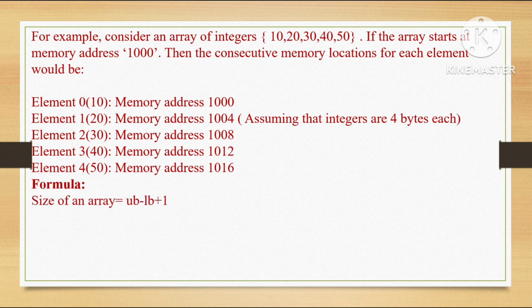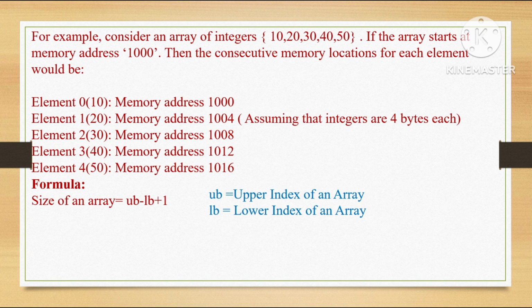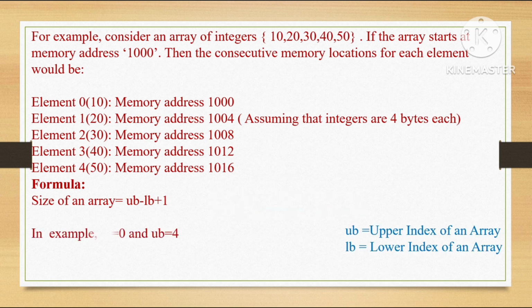We can also find the size of an array using index numbers of elements. The formula for size of an array is UB minus LB plus 1. Here UB means upper index of an array and LB means lower index of an array. In our example, the lower index is 0 and the upper index is 4. So the size of the array will be 4 minus 0 plus 1, that is 5.